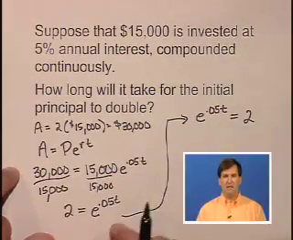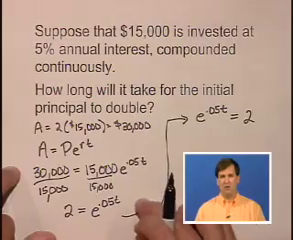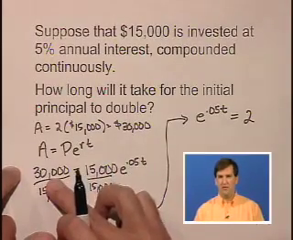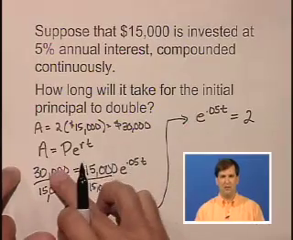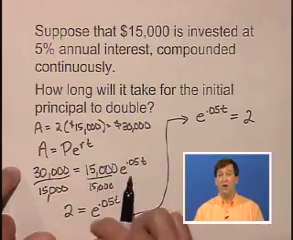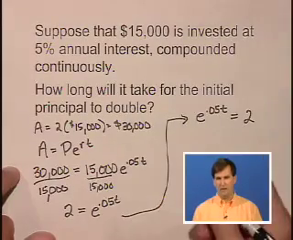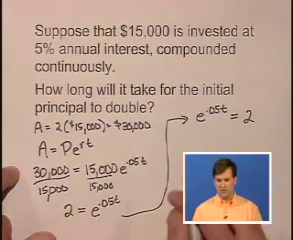An interesting fact about this problem is that it doesn't matter how much money you started with. When we divide, this number over on the left-hand side is always going to be 2. If I started with $10 and wound up with 20, when I divide, I'm going to get 2. So the amount of time that it takes for something to double when we're talking about continuous compounding is independent of how much we actually start with.